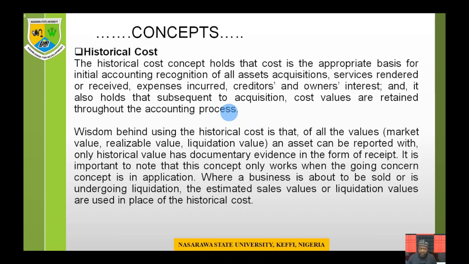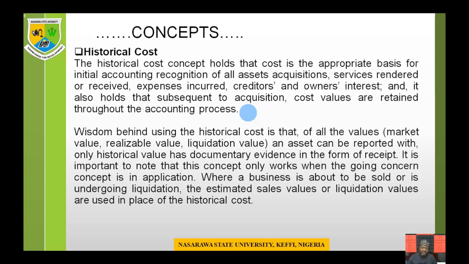And if it is an asset that you acquired, after acquisition it is the value of the asset so acquired that should be reflected in the books of account year in, year out. The emphasis of this concept is mostly on asset recognition in books of account. The wisdom behind using the historical cost is that of all the values that can be assigned to an asset, for instance, market value, realizable value, liquidation value, only historical value has documentary evidence in the form of receipts. It is important to note that this concept only works when the going concern concept is in application.